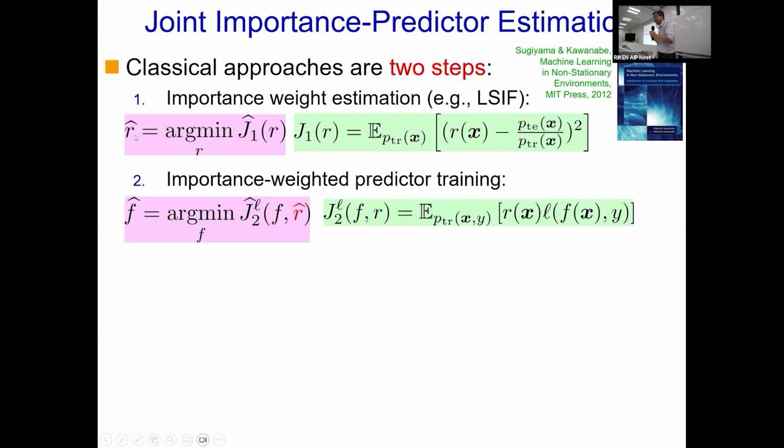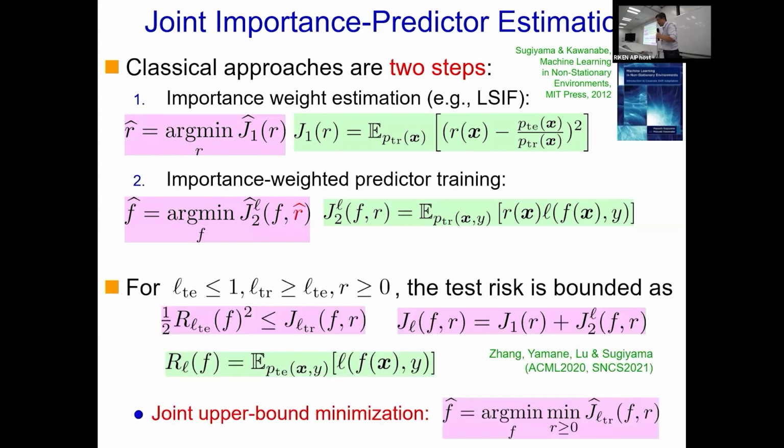So R hat, hopefully, is a good estimator of the true importance weight, but it may contain some small error. And this small error can be magnified in the second step. But the first step is done without taking care of the second step. So ideally, we wanted to perform the two steps in one step. But this was not so straightforward, and we didn't have any answer in 10 years or so. But a couple of years ago, we had a nice method.